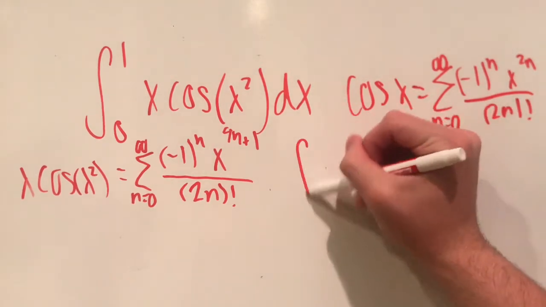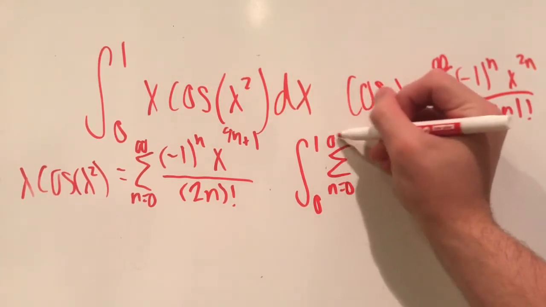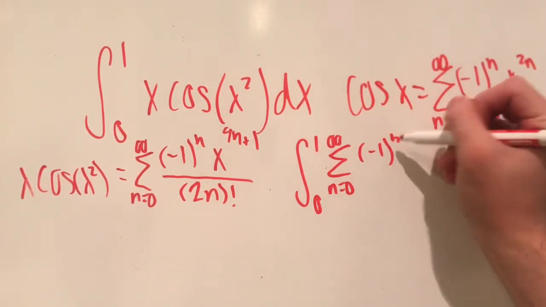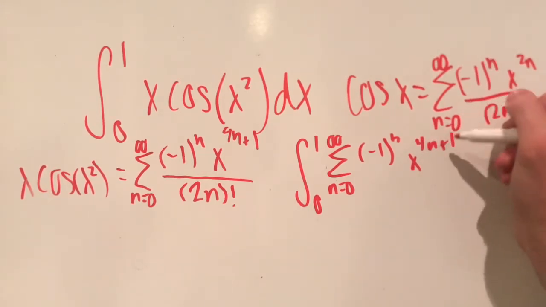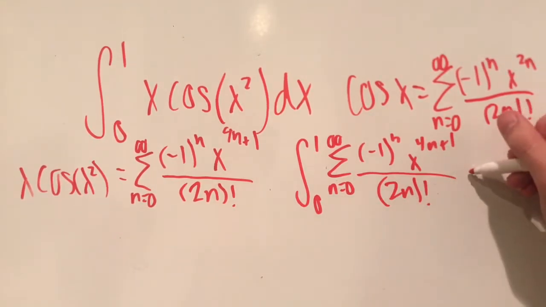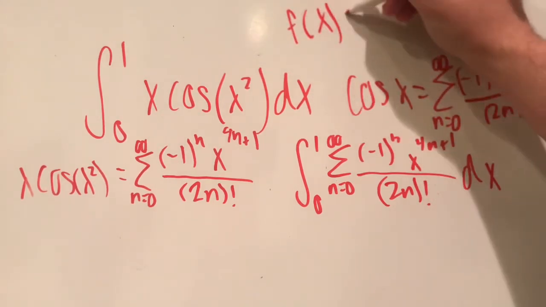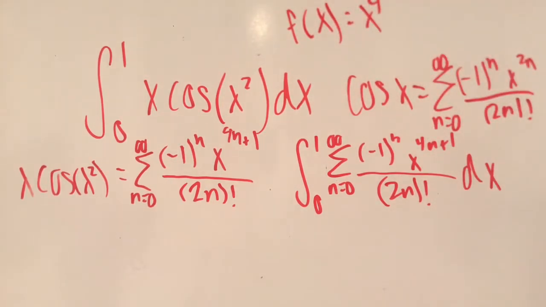So we can take the integral from 0 to 1 of the summation from n equals 0 to infinity of -1 to the n times x to the 4n plus 1 all over 2n factorial dx. Wow, that looks absolutely complicated, right? Well, this is actually very simple because you have to remember that n is always going to be a constant number. It will never be a variable. So to integrate this, it's just going to be similar to integrating a simple f of x equals x to the 4th.